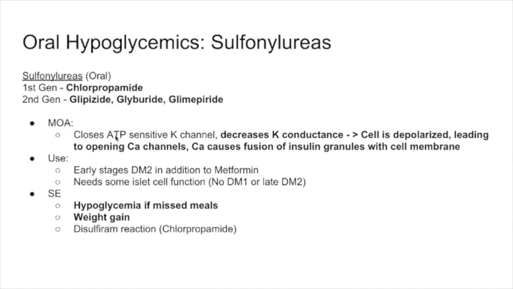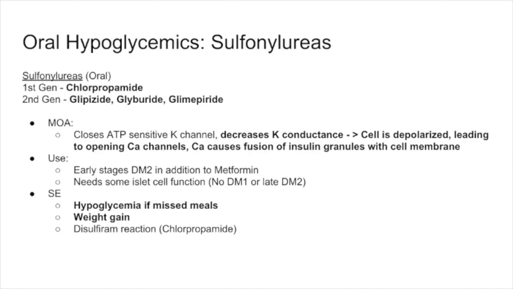So, what they do is that they close this channel, the ATP sensitive potassium channel. So, when they close this channel, they decrease potassium conductance. So, more potassium stays inside of the cell and the cell is depolarized. When the cell is depolarized, it leads to opening some calcium channels. When calcium channels are opened, you have a lot of intracellular calcium, and that causes fusion of insulin granules with the cell membrane, so it causes more insulin to be released.